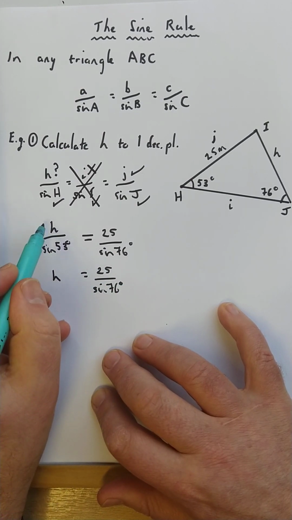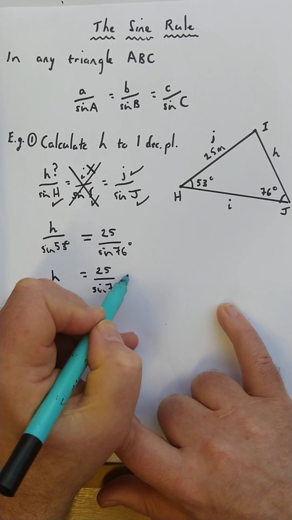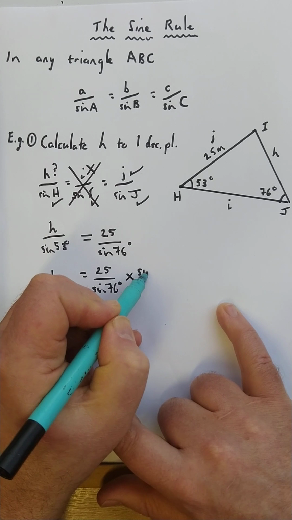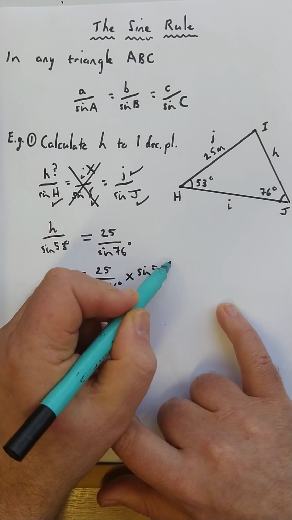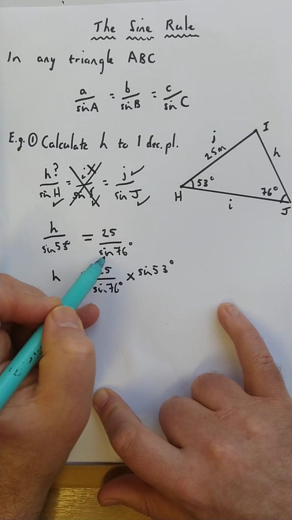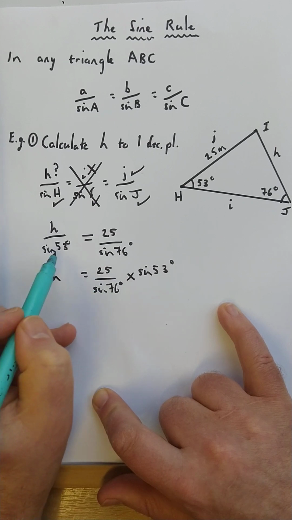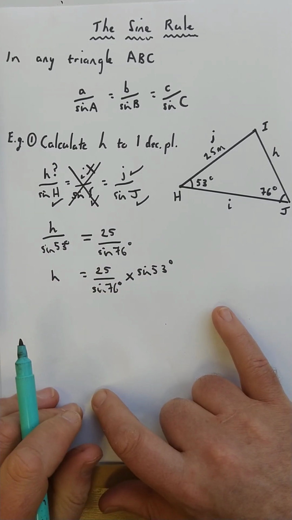And then on this side, this is divide by sine 53. I want rid of the divide, so on this side it becomes multiply by sine 53 degrees. My h stays where it is. My 25 and sine 76 stay there: 25 divided by sine 76. My divide by sine 53 on the other side becomes a multiply.